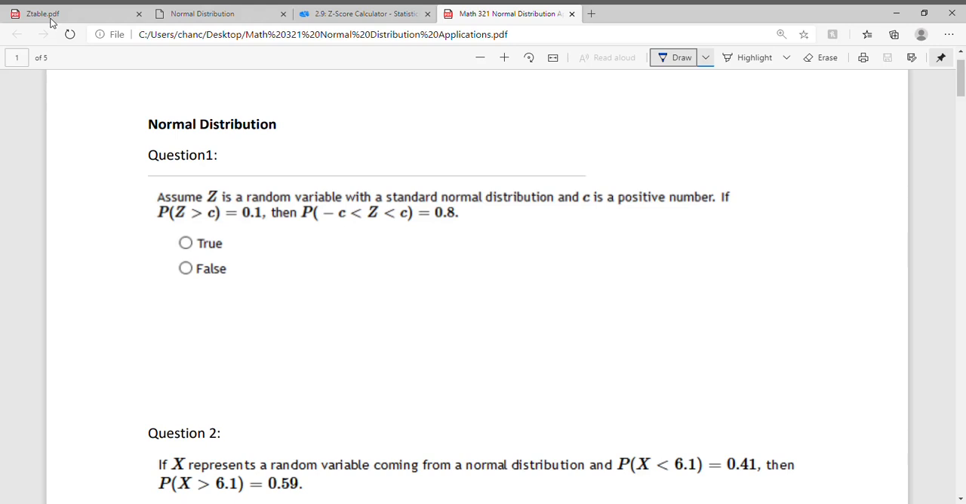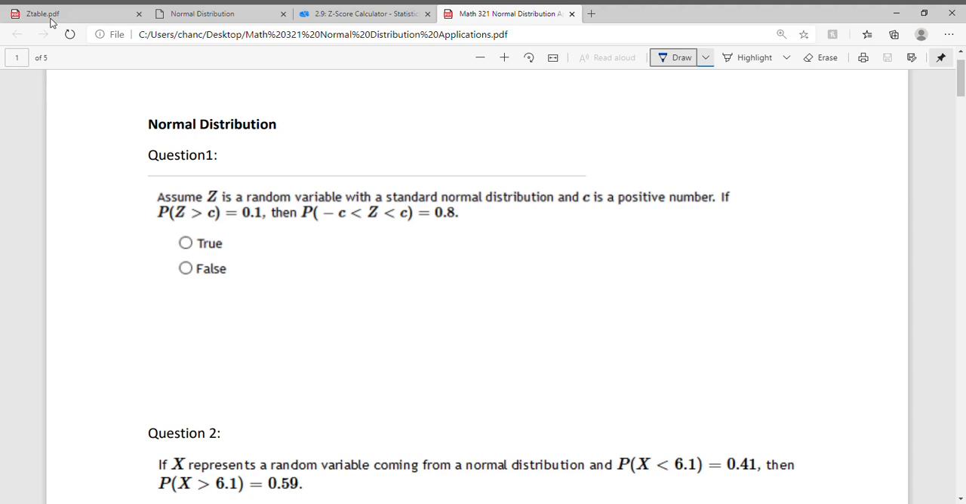Let's look at some questions that deal with the normal distribution. Question number 1. Assume z is a random variable with a standard normal distribution and c is a positive number. If the probability of z greater than c is equal to 0.1, then the probability of z between negative c and positive c is equal to 0.8.